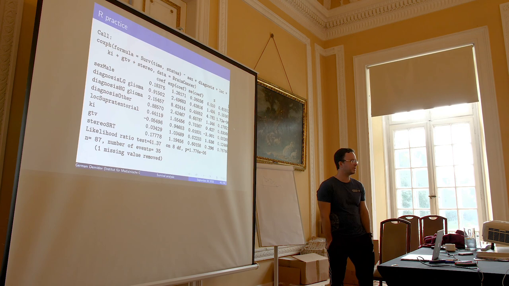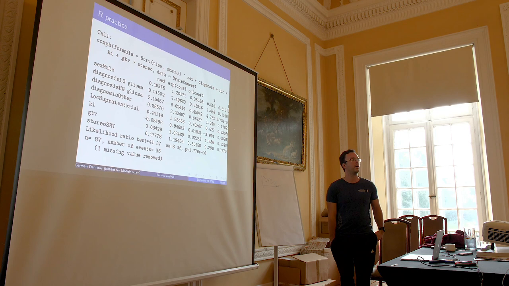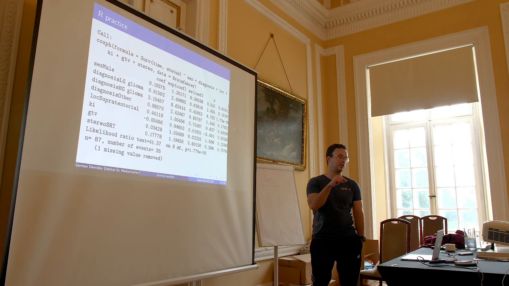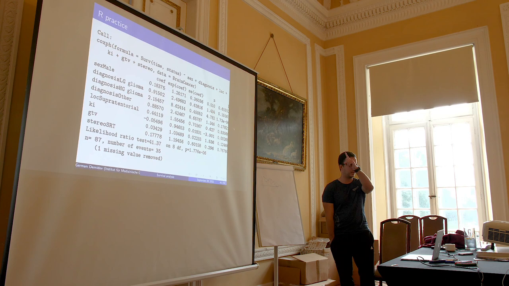So who can explain why the Karnofsky index is affecting survival in a positive way? Why does increasing the Karnofsky index lead to a better prognosis? Yes, zero is like the worst condition of the patient, and 100% is the best shape. So increasing the Karnofsky index is actually an increase in the shape of the patient.